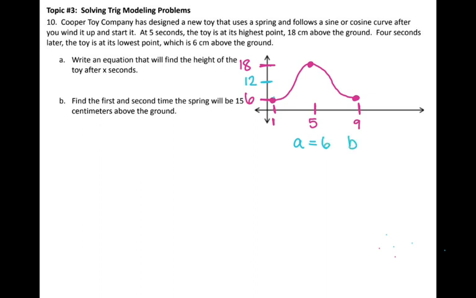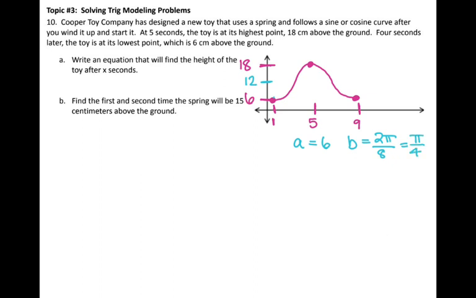B is going to tell us, that's what we're going to multiply our x by inside our trig function. So to find b, that's going to be 2 pi divided by the period. And the period is the length of one cycle. So if I look at the length of one cycle, that's going from 1 to 9. So that is 8 seconds, which I can reduce to pi over 4.